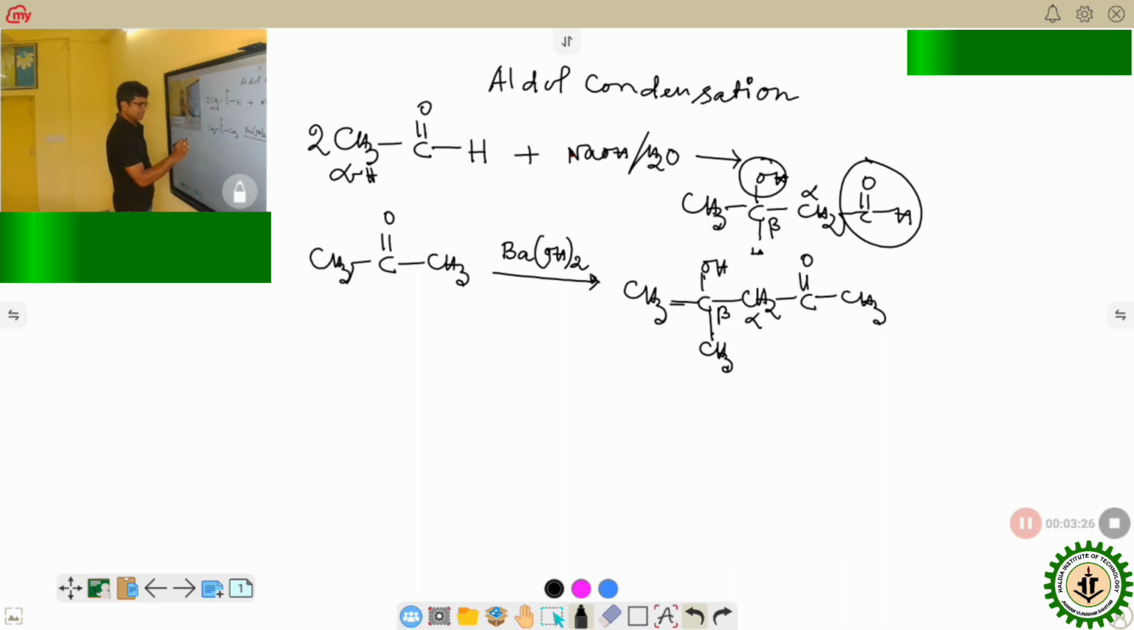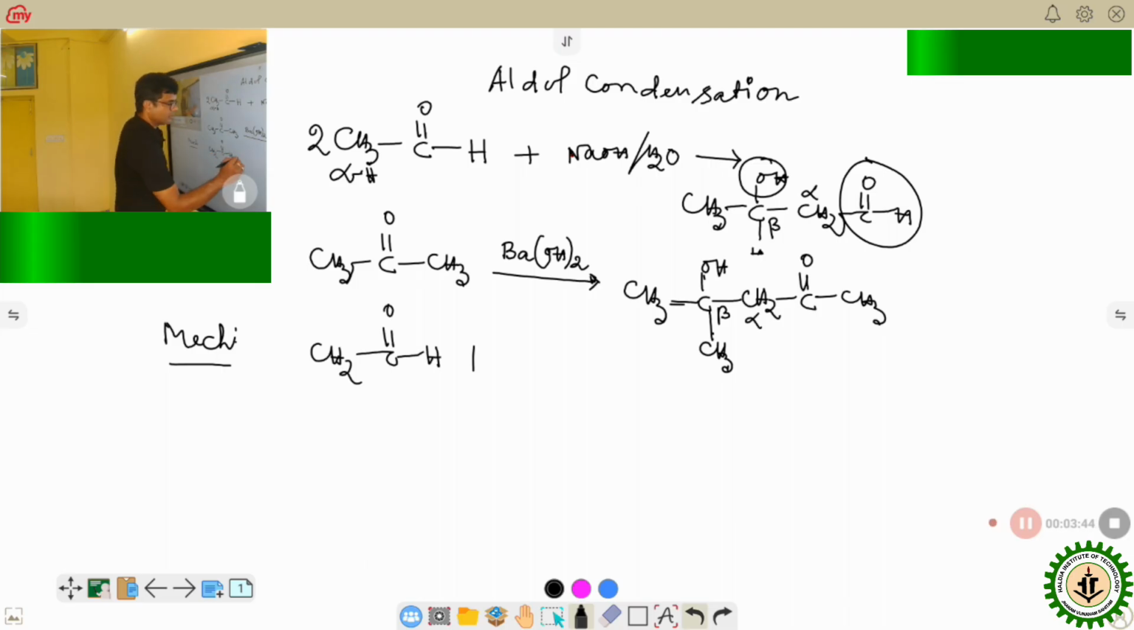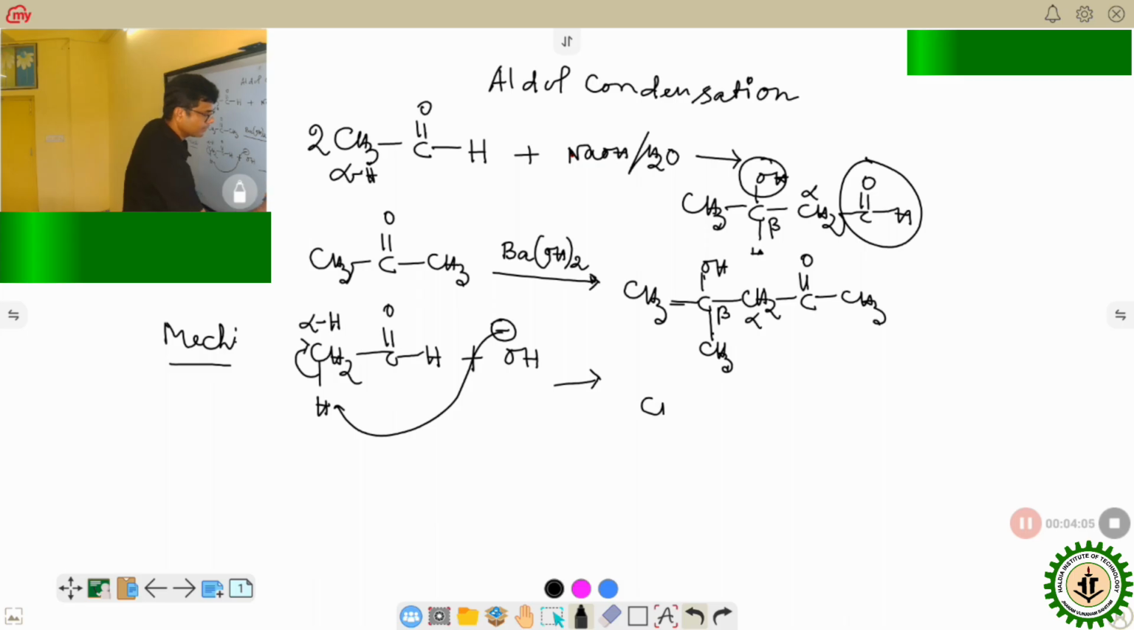Now, what is the mechanism of this reaction? The mechanism is that first one molecule of aldehyde, the starting material, in presence of base, will abstract one of the alpha hydrogens to form enolate, CH2 minus CH. Now this is enolate.